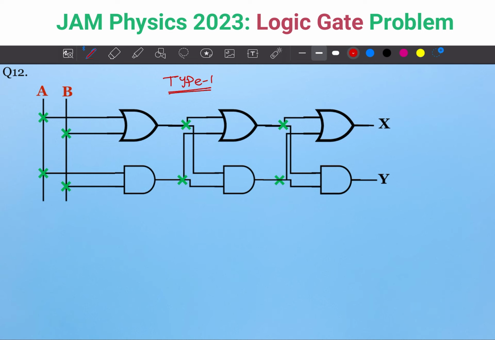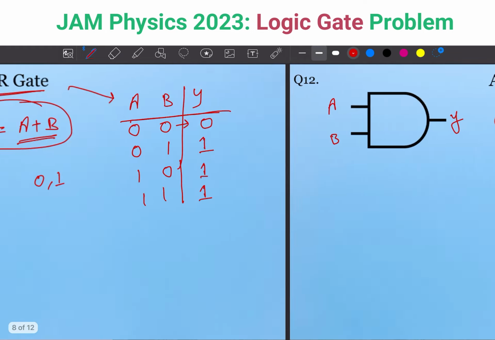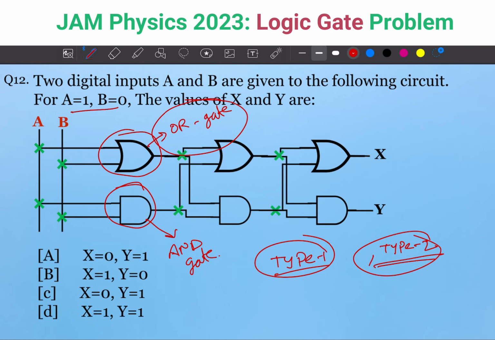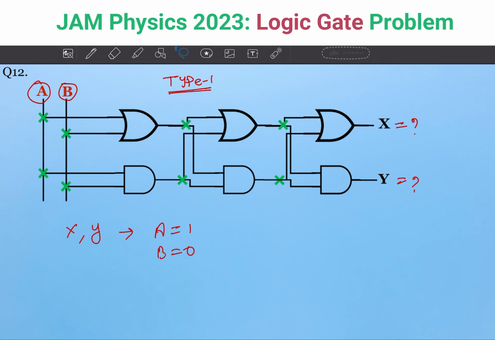Here we will write down the function x is equal to how much and y is equal to how much with respect to a and b. After we get the values of x and y, we will put the value of a is equal to 1 and b is equal to 0. I think a is equal to 1 and b is equal to 0, right? Yes, a is equal to 1 and b is equal to 0. Okay, so let's start.